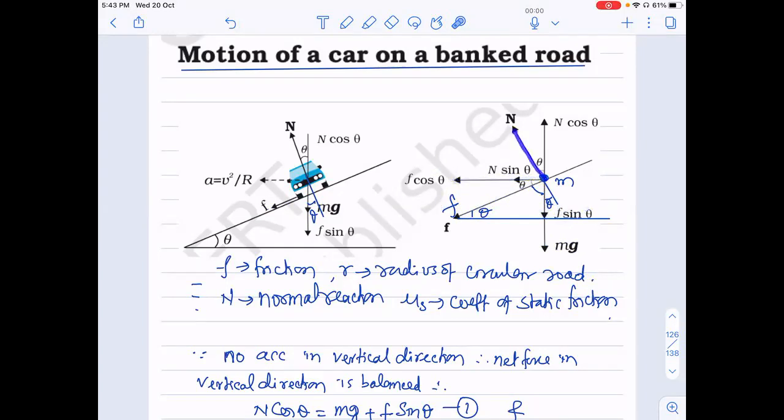Now the normal reaction. Normal reaction is normal to the inclined surface. If this is angle theta, this will be 90 minus theta, so this will be theta, the opposite angle. This is the normal reaction. The upward component will be cos theta and the horizontal component will be sin theta. Friction has the cos theta component horizontally, and normal reaction has sin theta. Now all the forces are resolved in vertical and horizontal directions. The horizontal forces will give us the centripetal force mv square by r. Vertical forces will be balanced.